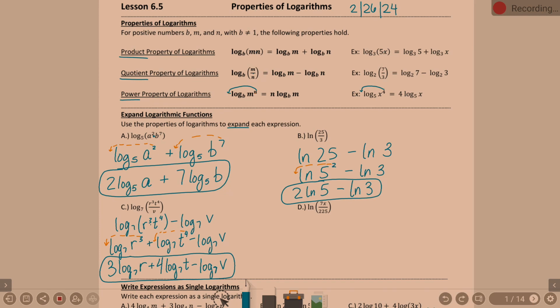A quotient? Division, yes. So what are we going to do? We're going to take this division and, since a log with division inside can be rewritten as 2 logs being subtracted, we can say natural log of 7x minus natural log, whoops, I said natural log, I didn't write natural log, minus natural log of 225.